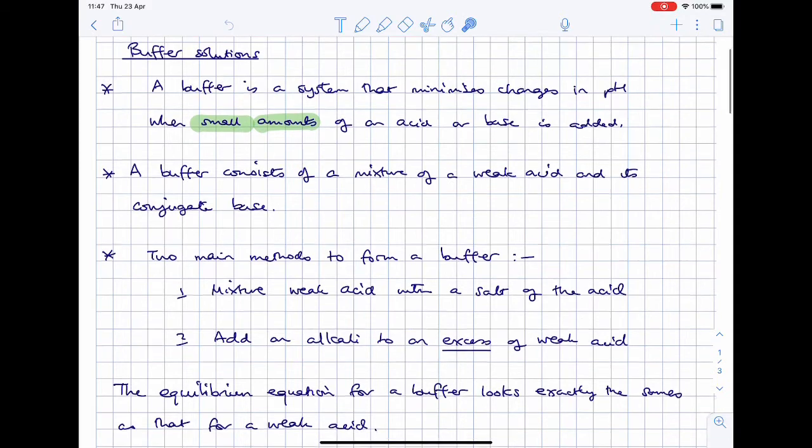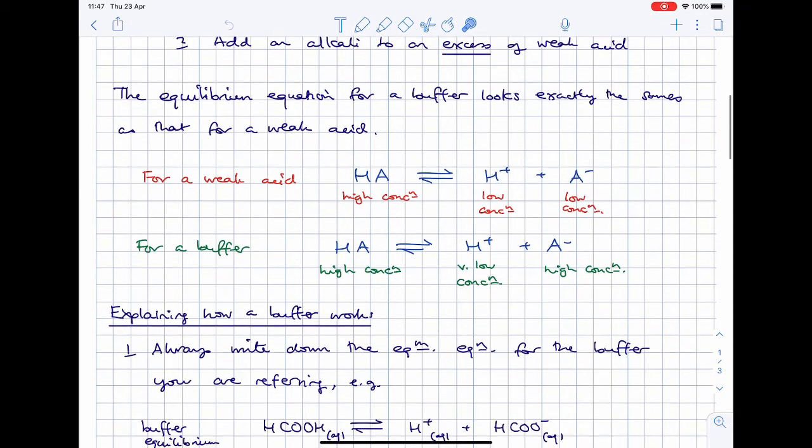So I'm going to scroll down to the equilibrium equation for the buffer, which looks exactly the same as for the weak acid, but the concentration of these components are different. I'll go through how we make buffers in a bit, but let's see how a buffer works first. So in a buffer solution, you have a mixture of the weak acid and the conjugate base as well. So you make up this solution so you have a high concentration of the weak acid and a high concentration of the conjugate base.